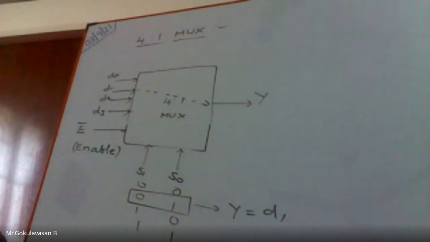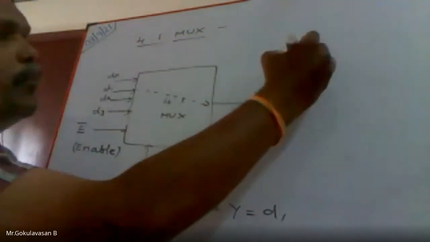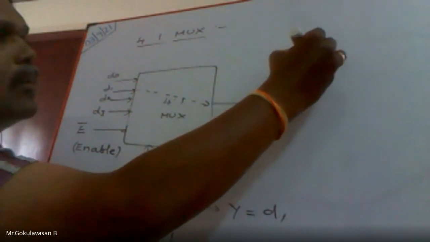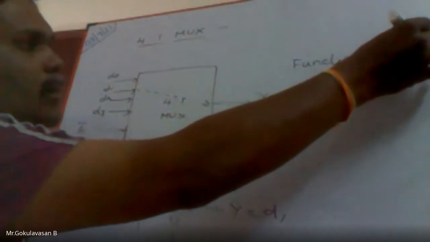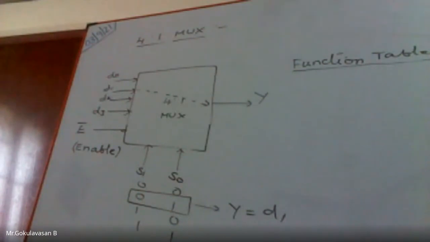Can anyone tell what is the actual meaning, or what do you mean by function table? What is a function table? Does anyone know? I am asking for the definition. A function table is a table which explains the function of that particular device. The table which tells what the device is going to do is called a function table.